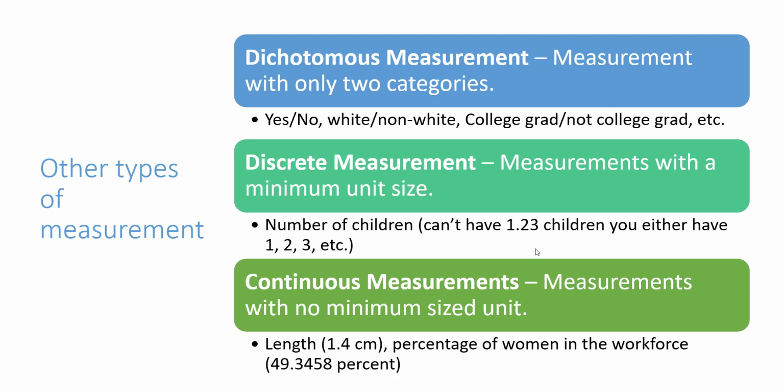So think length, percentage of women in the workforce. Those can all be described in decimal or fractional values, and so there is no minimal unit size. Now these types of measurement are laid on top of the measurements we talked about earlier: nominal, ordinal, interval, and ratio. So these go on top of that. They are not separate from. And so we might have a nominal dichotomous measurement, and we could have a discrete interval or ratio or ordinal level measurement, as well as a continuous interval or ratio level measurement as well.